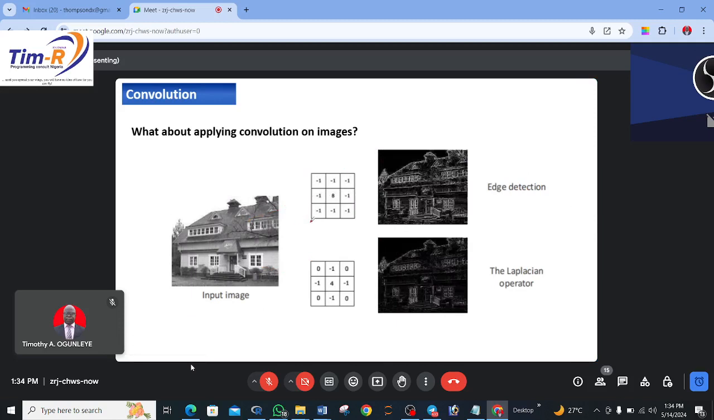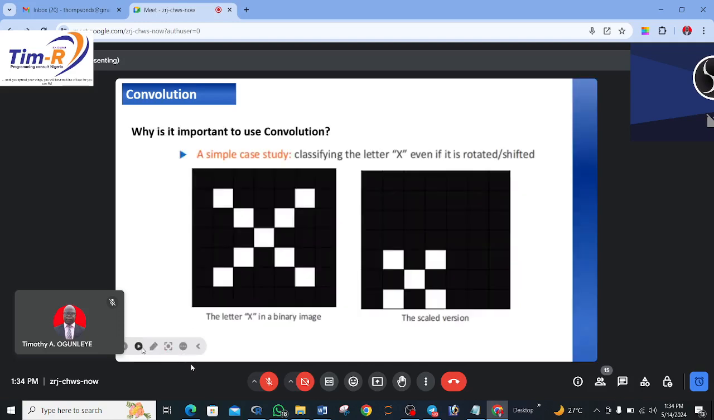So another one is this as well. You can see another combination. When we combine this and this, it gives us edge detection. And for this as well, it gives us the Laplacian operator. So this is for edge detection, and this is for the Laplacian operator.